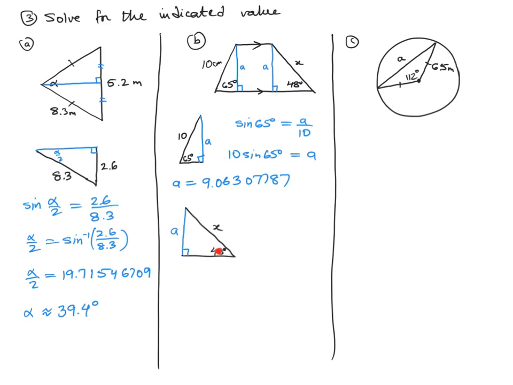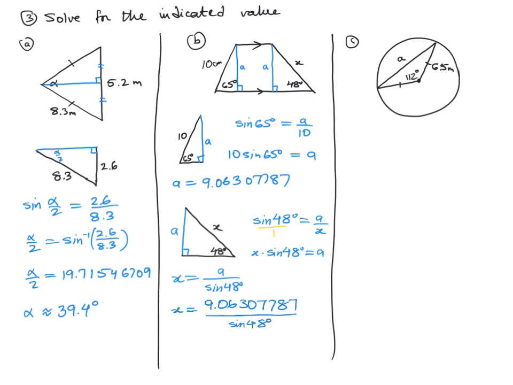So in this diagram, for 48 degrees, I have opposite over hypotenuse. So once again, I have sine, but this time sine of 48 is going to equal A over X. Let's call that sine 48 over 1, and we can cross multiply. So X times sine 48 equals A, and divide both sides by sine 48. So X equals A divided by sine 48. But of course, A is this number 9.06 whatever. So really, X equals 9.06307787 over sine 48. And I can plug that into my calculator and now round it to the required 3 sig figs. X is approximately 12.2, and the units here are once again centimeters.